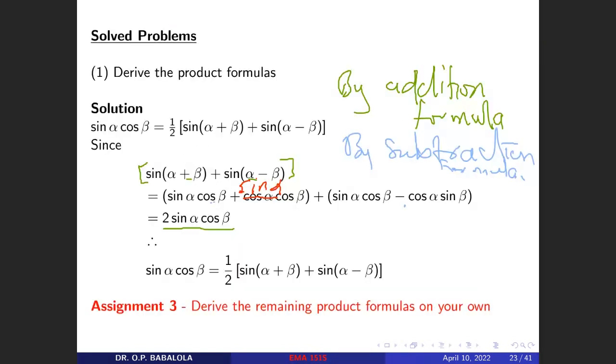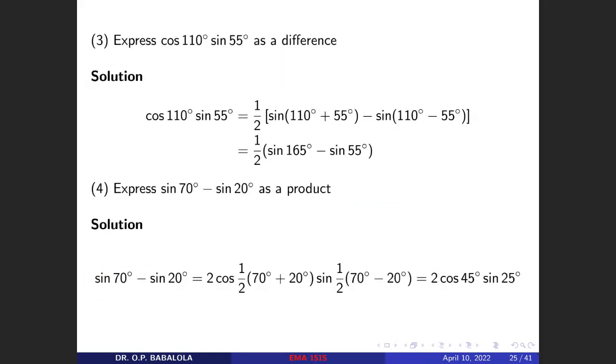Okay, so let's go back to our exercise. Now we have cos alpha sine beta. That's what we are representing.